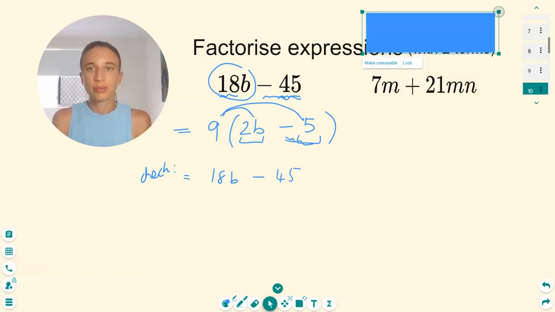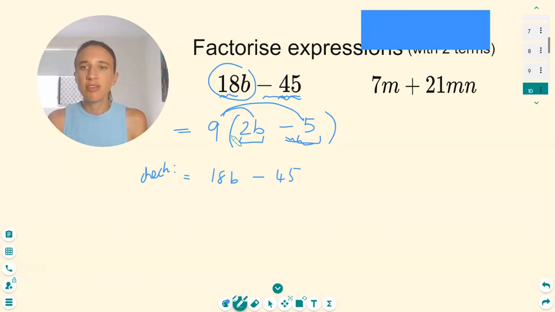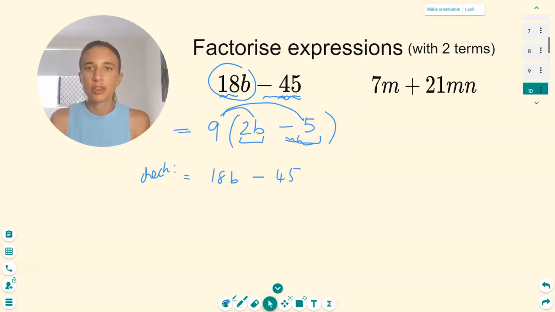We're all good. Let's check this one out. 7m plus 21mn, looking slightly different. I'll just throw that away.